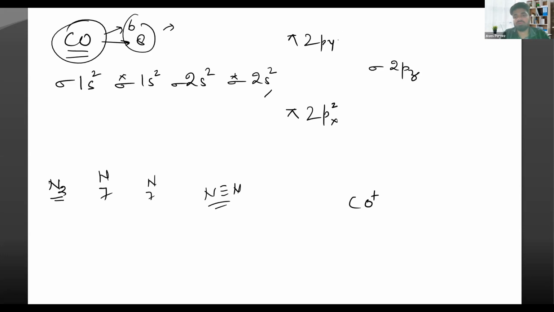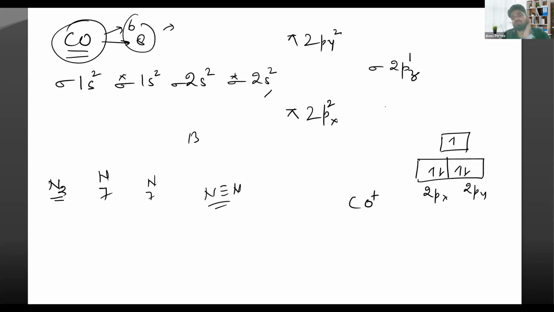Like we have 2px and 2py. So we have done 2, 4, 6, 8, and we need to fill the 13 total. So we're going to fill 8, 9, 10, 11, 12, and then 13. Then 2p2 here and then 2p1 here. Okay, so you will fill it this way. Got it?